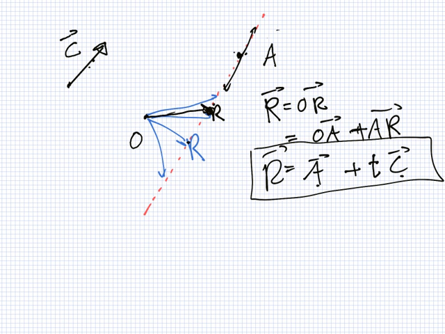Jerry, yeah, this is A, and this is vector A. Oh, this way? The red line is parallel to C. Yeah, this, yeah.